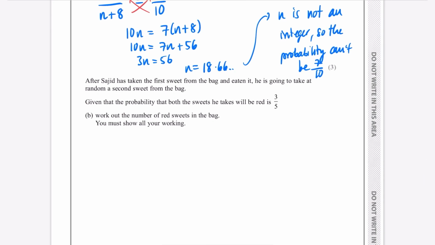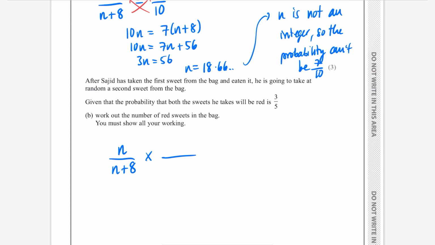take at random a second sweet from the bag. Given that the probability that both sweets he takes will be red is 3 over 5, work out the number of red sweets in the bag. So first of all, when he picks a sweet, he's going to do n over n plus 8. That's the probability of picking a red the first time. Now we're going to multiply it by the probability that he picks a red the second time.